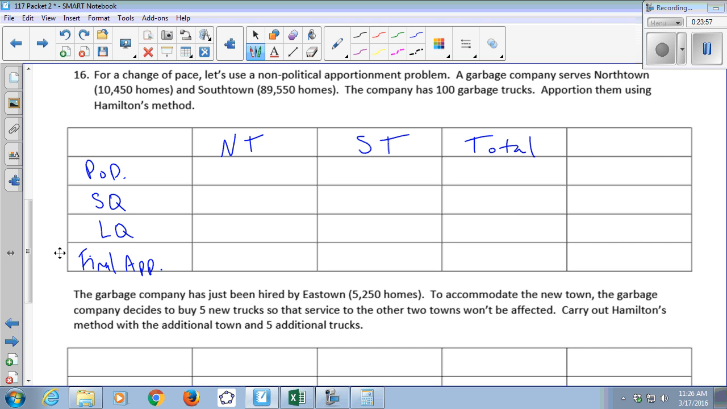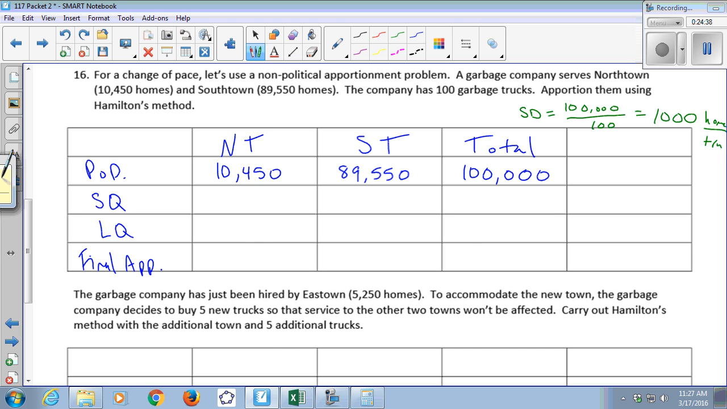So Northtown, they said, is 10,450 homes, and Southtown has 89,550 homes. So in total, that makes what? 100,000 people or homes that we have to send trucks to. All right, so the first thing we do here is the standard divisor. Right, so my standard divisor is always my total population, 100,000 in this case, divided by 100 trucks that I have to divvy up. So that comes out to 1,000. And my units on there would be homes per truck.